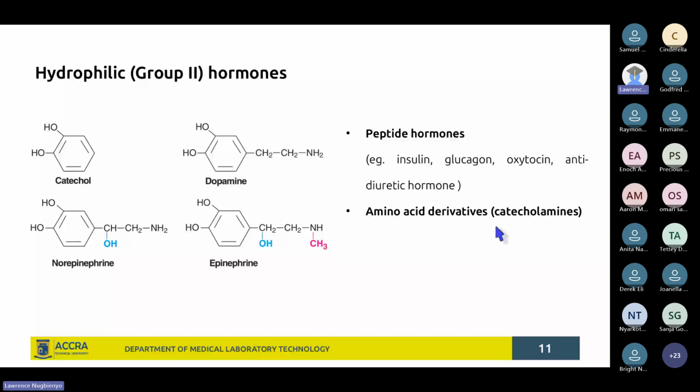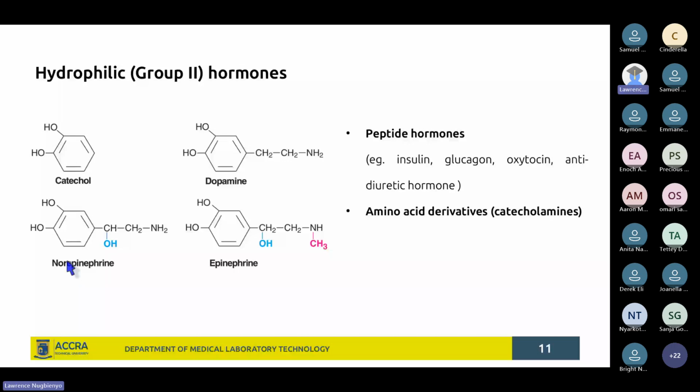And when you look at the examples here, you see dopamine, norepinephrine, and epinephrine. Sometimes people say noradrenaline and adrenaline. And these hormones are actually the same as, say, epinephrine is the same as adrenaline, and norepinephrine is the same as noradrenaline. So these are synonyms that you should also be clear about.